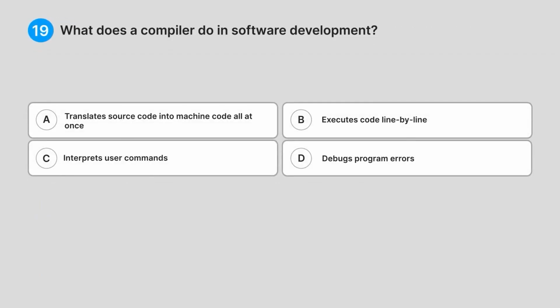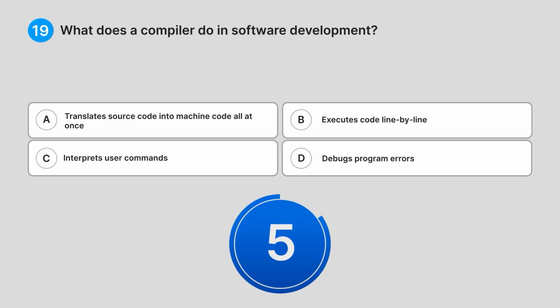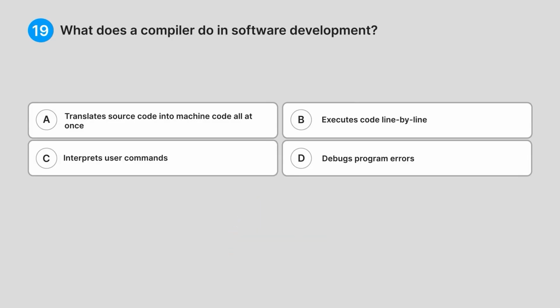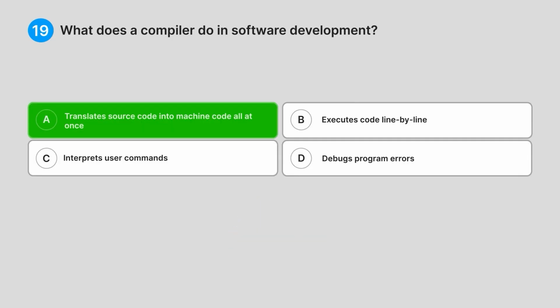19. What does a compiler do in software development? A. Translates source code into machine code all at once. B. Executes code line by line. C. Interprets user commands. D. Debugs program errors. Do you know the answer? Correct answer, A. Translates source code into machine code all at once.